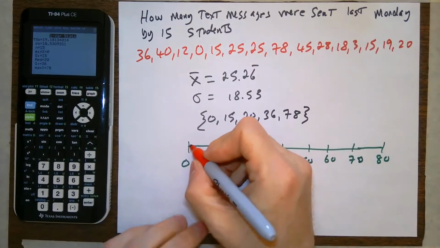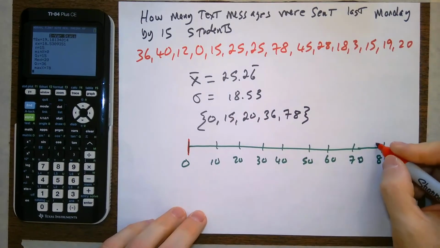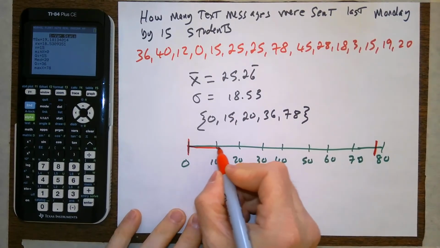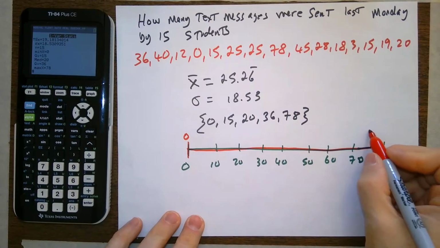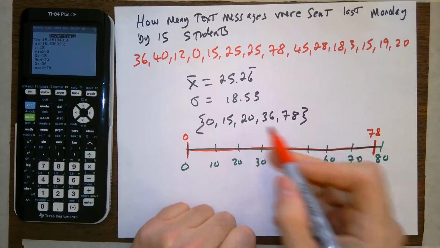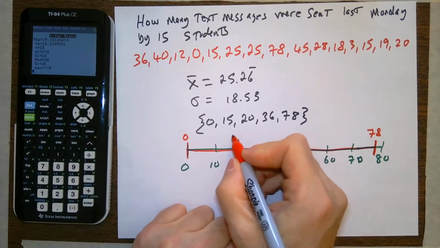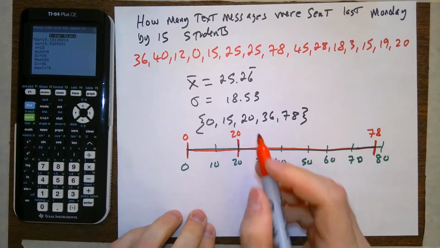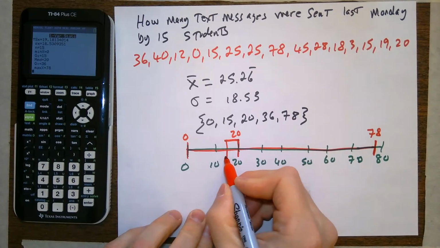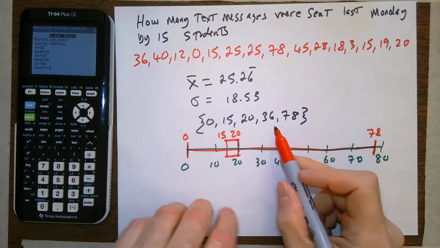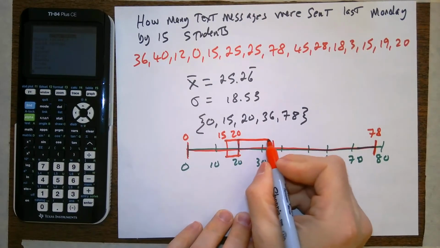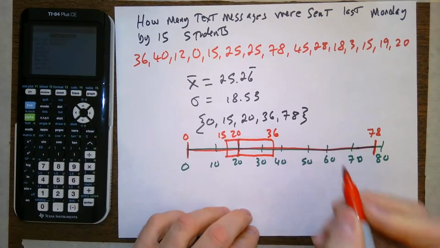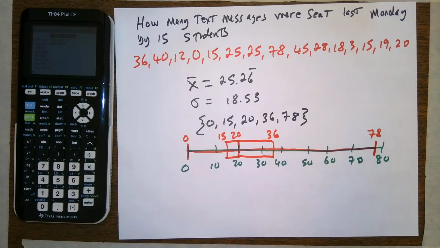I know my low was 0, and my high was 78, which is right about here. All my data happened between 0 and 78. My median was 20, so right about here, there's my median of 20. Quartile 1 was 15, and quartile 3 was 36. All right, so here we have our detailed box and whisker.